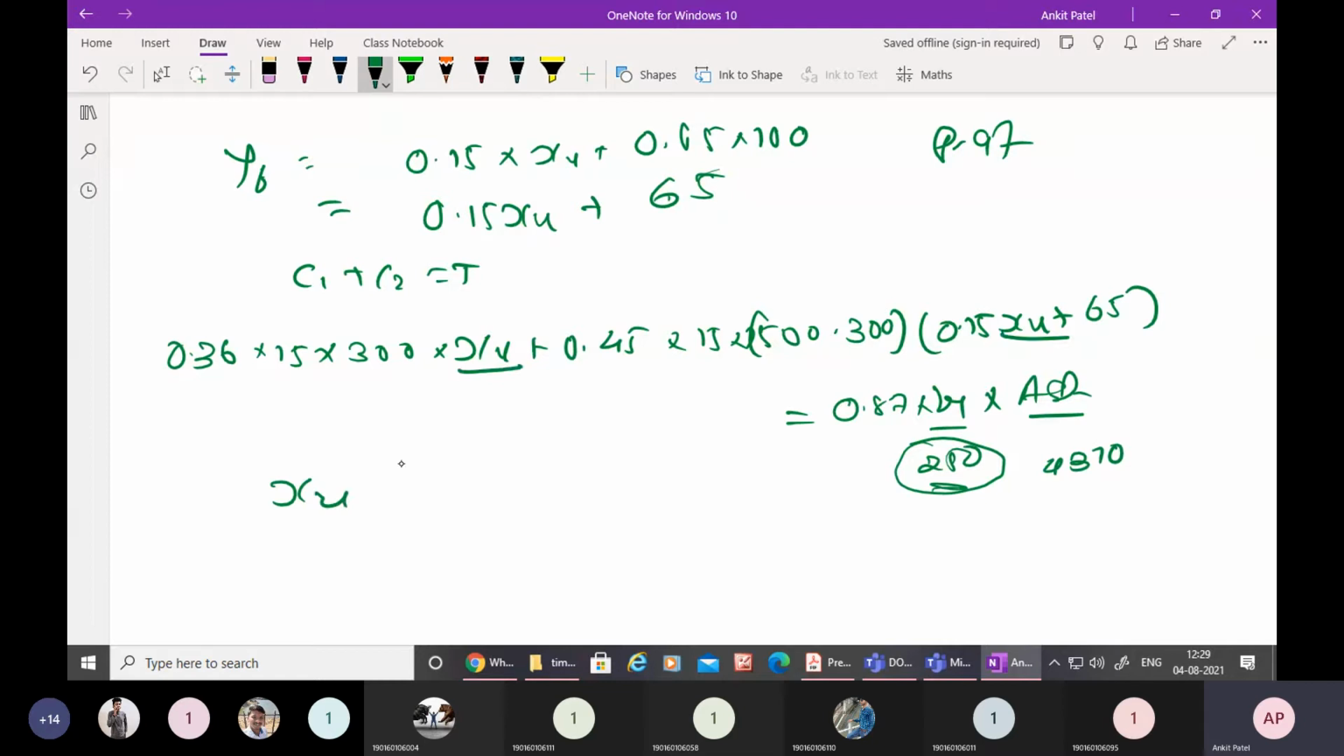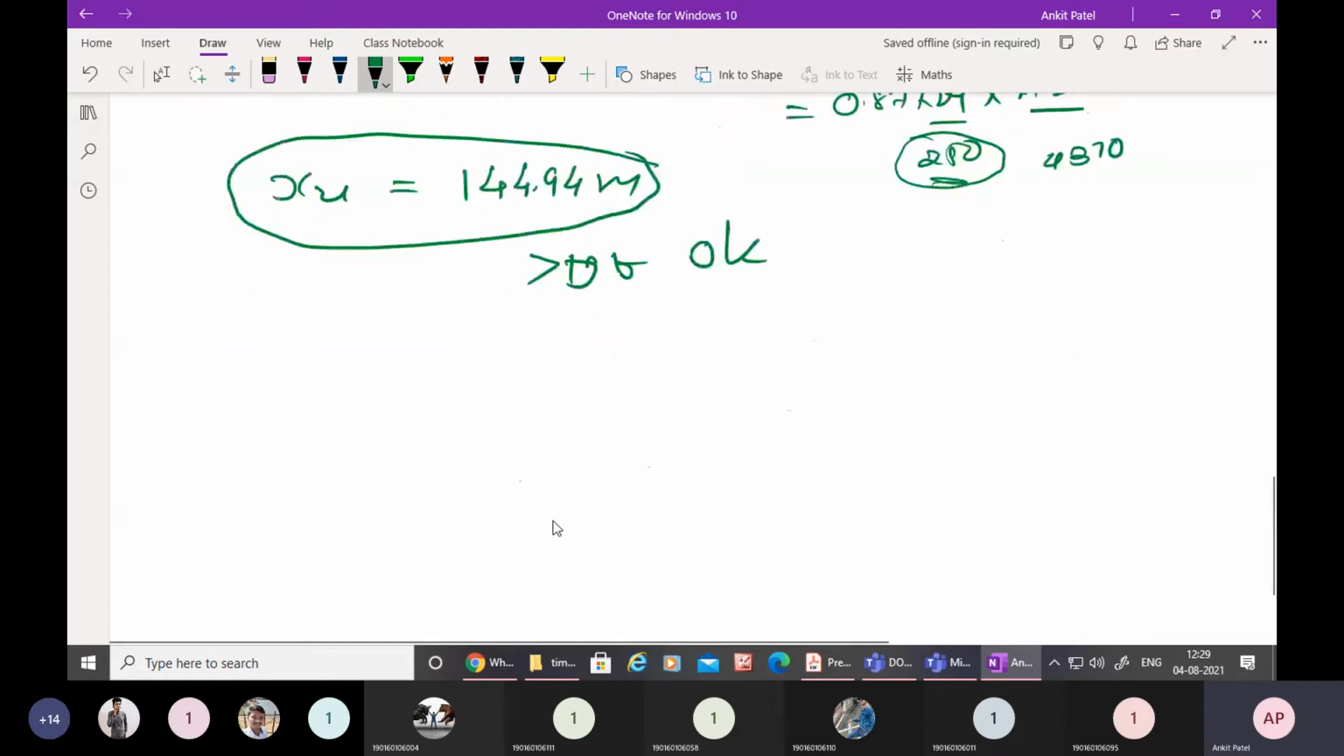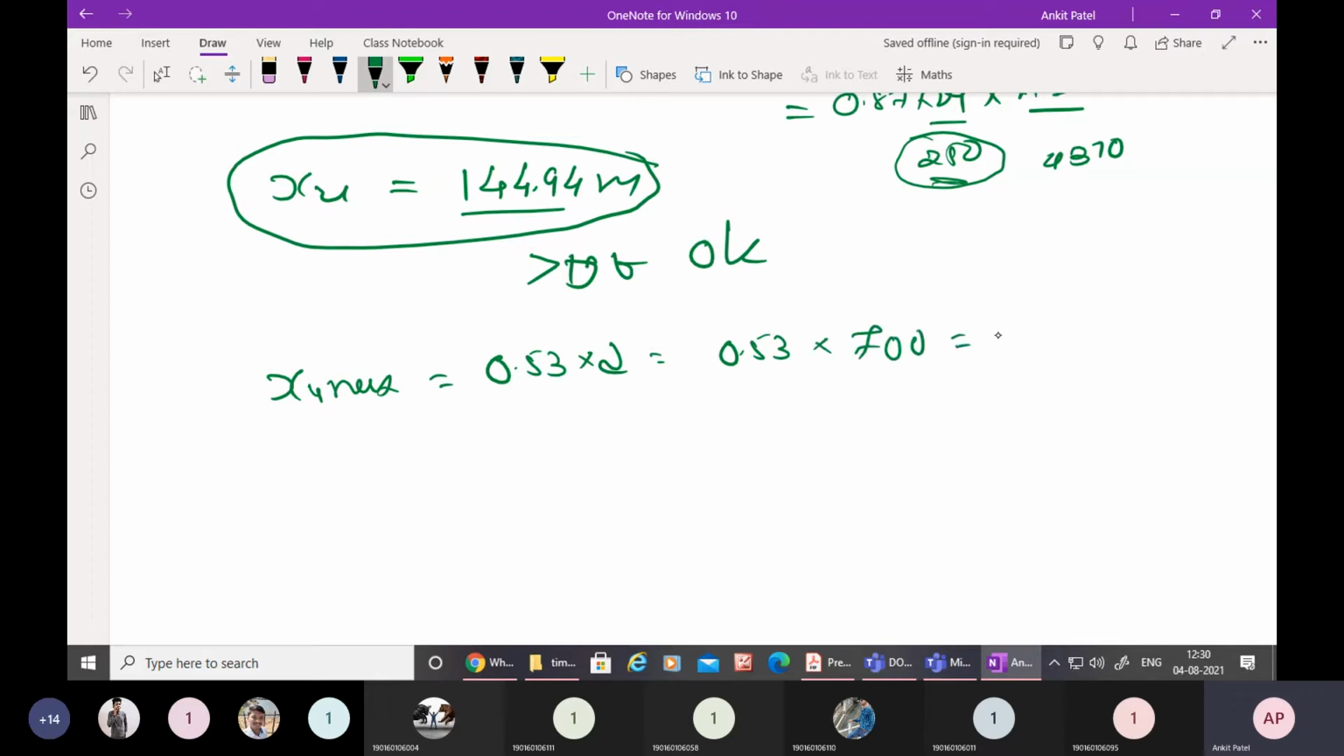From this and this you can easily calculate the value of XU with the help of your calculator, and this answer is 144.94 mm. Now this one is the correct answer because it is greater than DF, and that is okay. So from now onwards you have to use this XU, forget the previous one. Next step is you need to calculate the value of XU max. So XU max in our case is 0.53 into D. So 0.53 into effective depth, which is your 700.